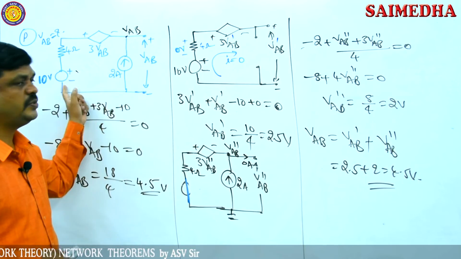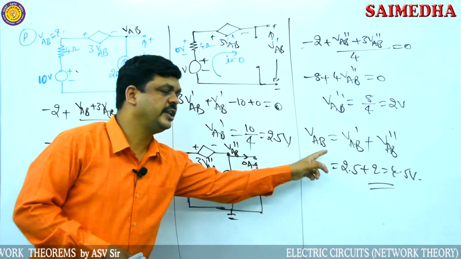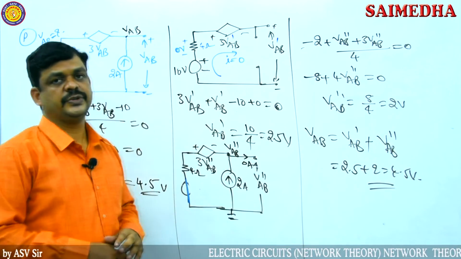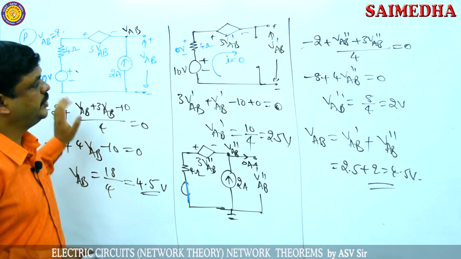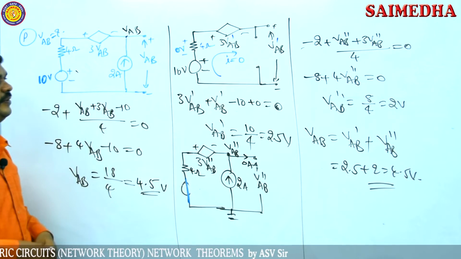In this one, two independent sources are there, so it requires two individual responses. So don't consider this one, this is a dependent source. Please note this in the solutions of a given problem.